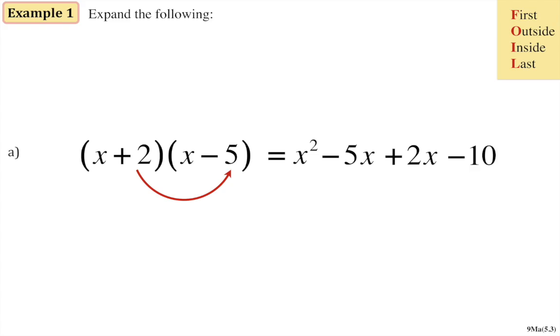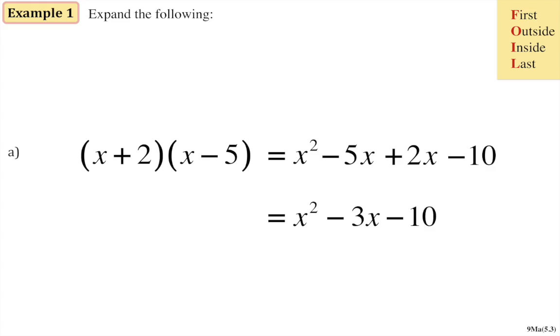Now we need to tidy things up. If I look at my answer, it consists now of 4 terms, which makes sense because FOIL, F-O-I-L, 4 parts. So there should be 4 parts to my answer. But what you'll typically find is that some of the parts can add together. Negative 5x plus 2x, they are like terms because they're both x terms. Negative 5 plus 2 gives negative 3, which means we can rewrite that answer as x squared minus 3x minus 10.